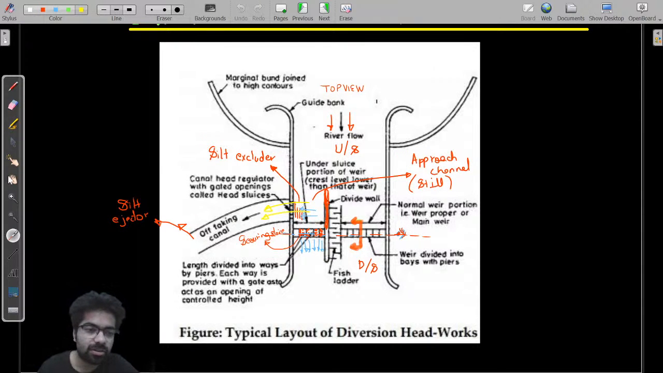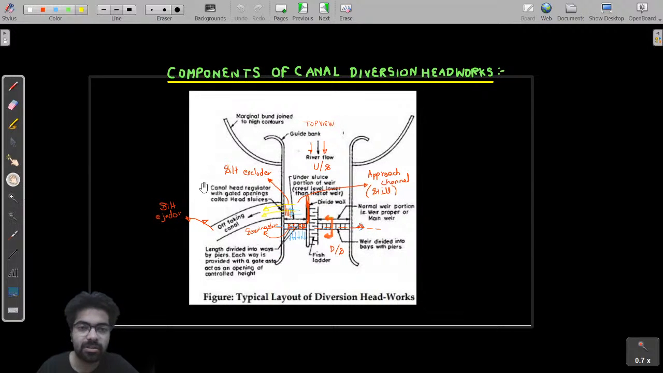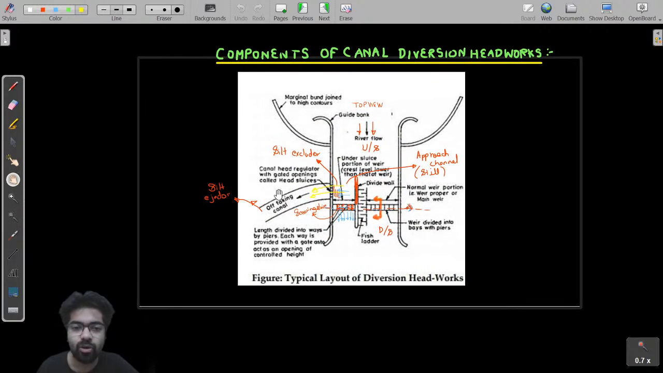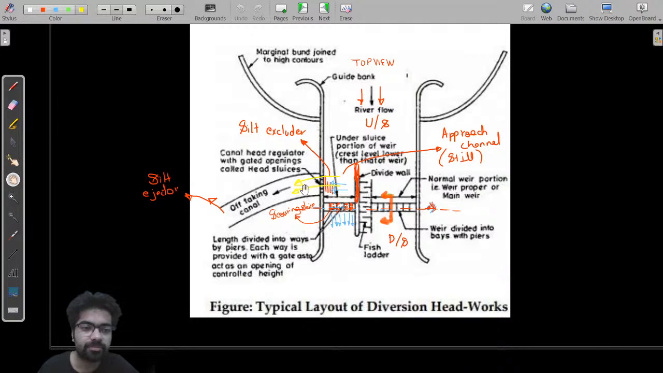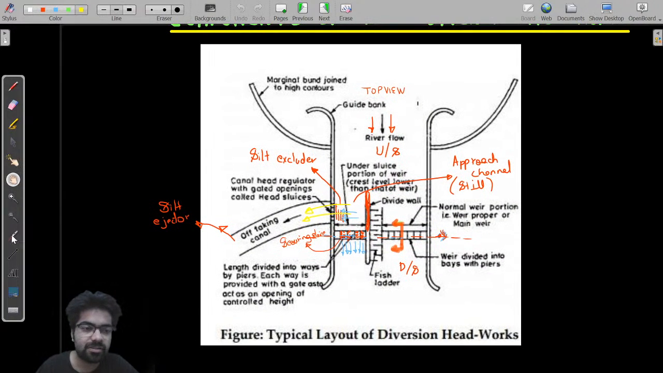Then we understood each and every component of your canal diversion network. I hope you all remember everything. Just quickly take a look at every component. These were bunds, these were guide banks. The function of them was to simply guide flood water towards the weir. This is your main weir. You have to remember this weir, this is very important. Then this is your divide wall.